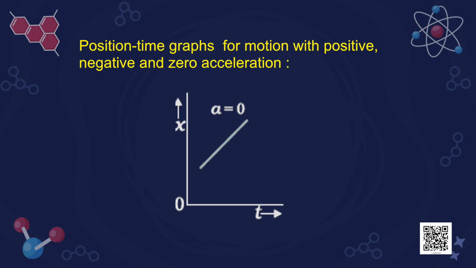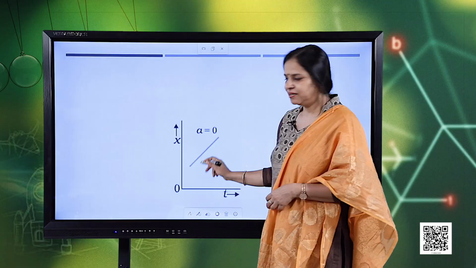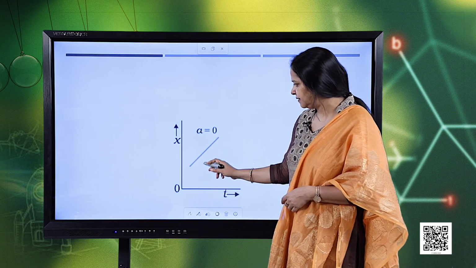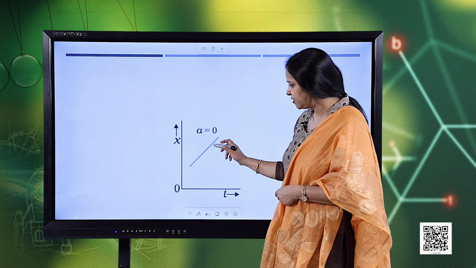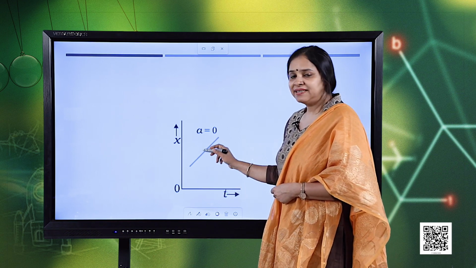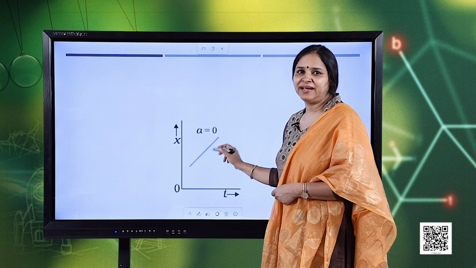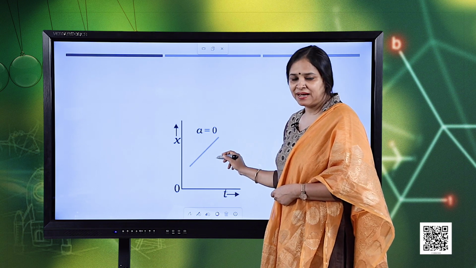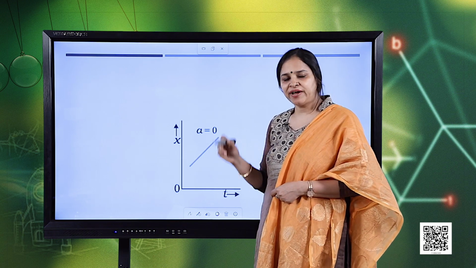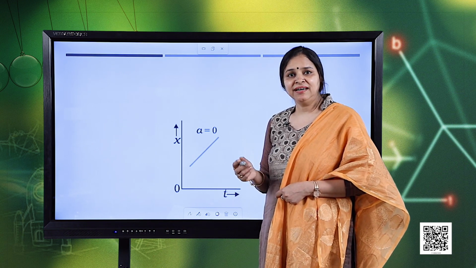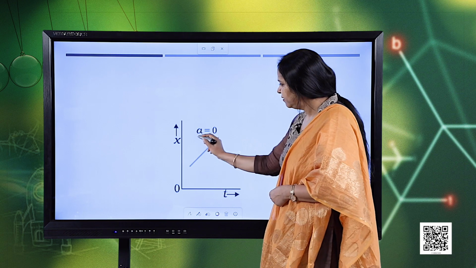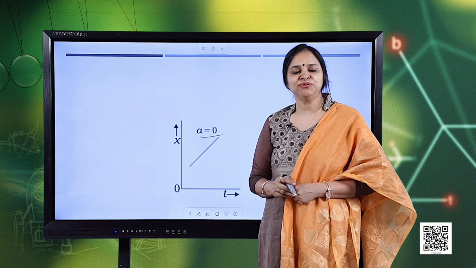Now, this is a position time graph which represents 0 acceleration. You can see here that this graph is a straight line inclined to the time axis, which represents that the distance traveled is equal in equal intervals of time, which is only possible when the velocity is uniform, which in turn is only possible when the acceleration is equal to 0.